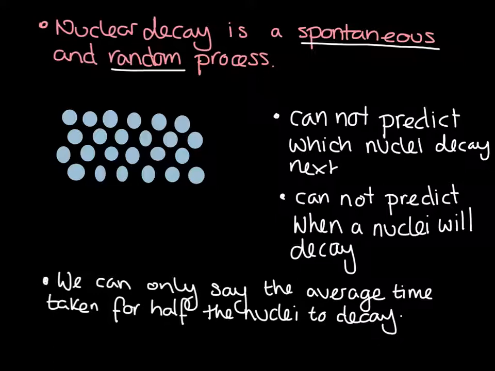The only thing we can say is the average time taken for half of the nuclei to decay. So here I've got 24 nuclei, so I could say on average it could take 6 days for 12 of them to decay and for 12 of them to remain, because that's how long it's taken for half of them to decay. If I then just had 12 nuclei left, it would again take 6 days for half of those 12 nuclei to decay.